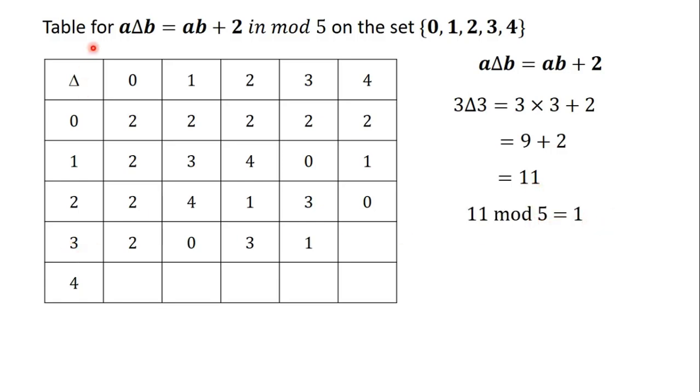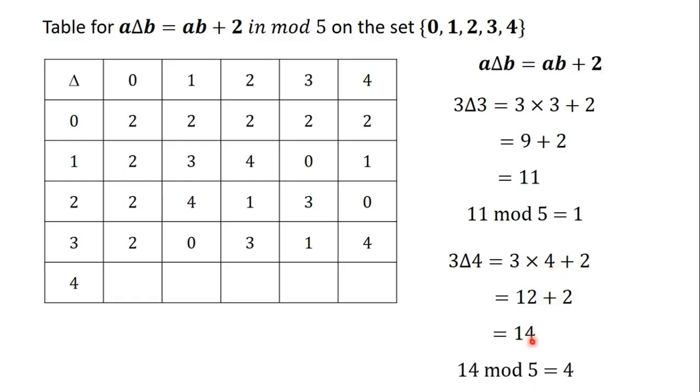The next one is 3 delta 4. 3 delta 4 is equal to 3 times 4 plus 2. 3 times 4 is 12. 12 plus 2 is 14. 14 mod 5 is 4.